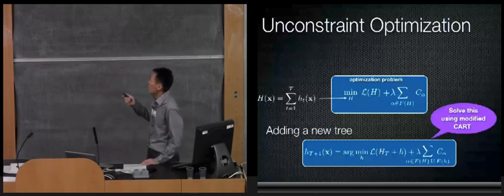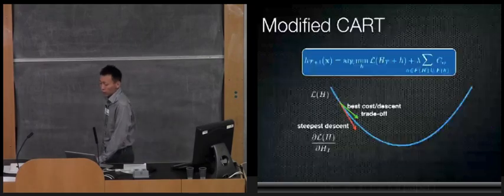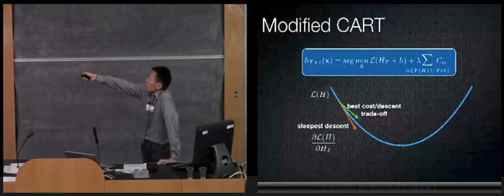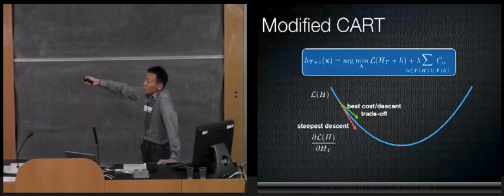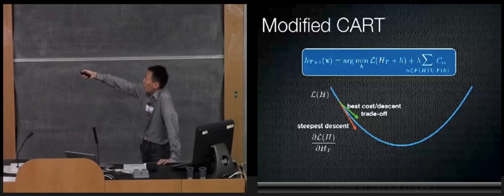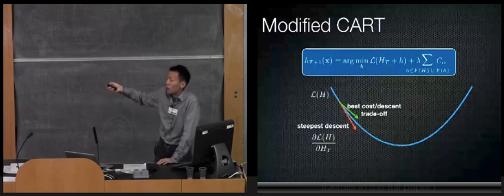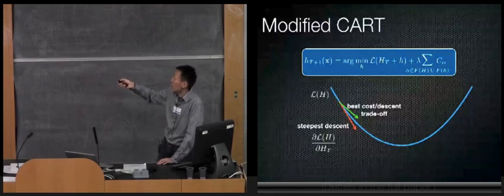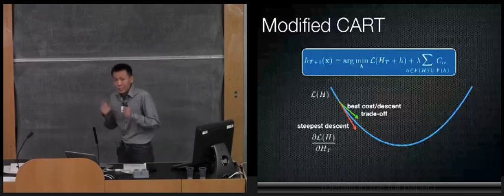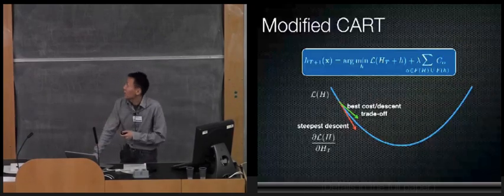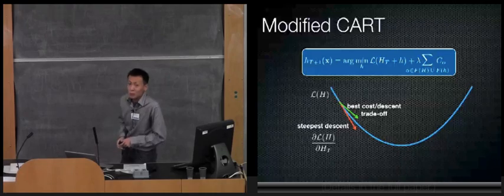And we solve this using the modified CART algorithm. So, a high-level picture: the regular CART algorithm finds a direction or a tree that is the steepest descent to the original loss, whereas our modified CART algorithm finds the direction that best trades off the cost and descent. So it's just a high-level picture. Details are in the full paper and posters. So let's come to the results.